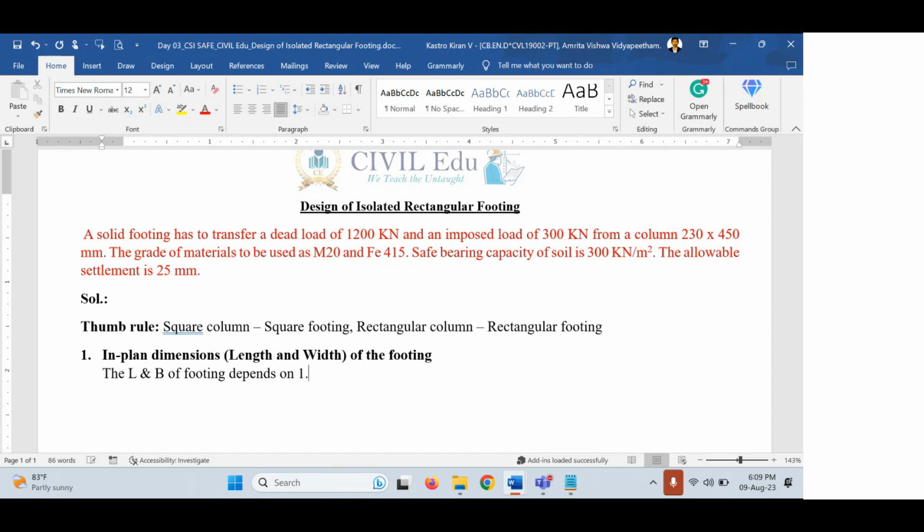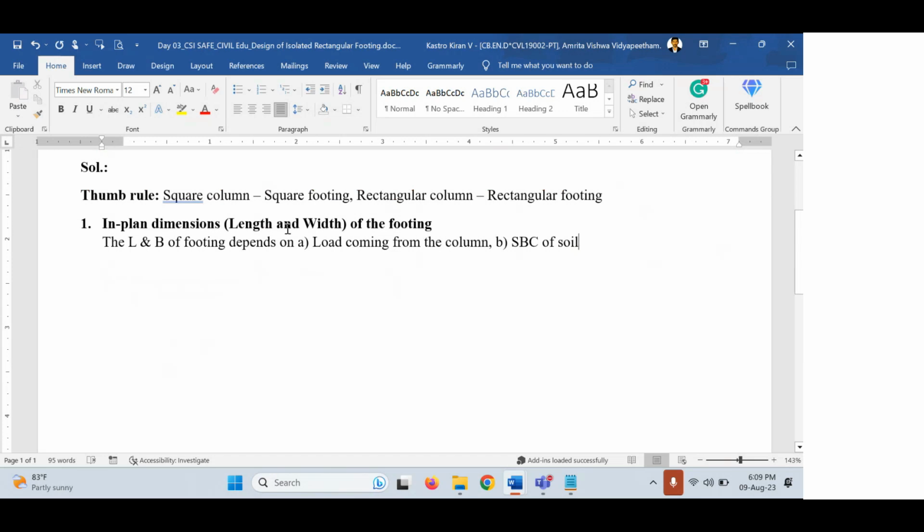two parameters. The first parameter is the load coming from the column, and the second parameter is the SBC of soil. These are the two things required in order to determine the in-plan dimensions of the footing. So how will we find out? We have the formula: area equals load by SBC of soil. Okay, load upon SBC of soil.